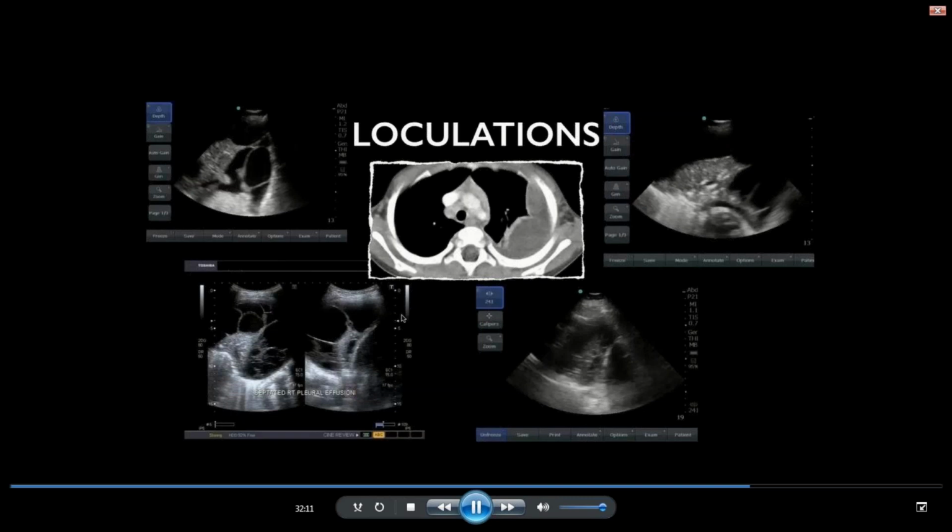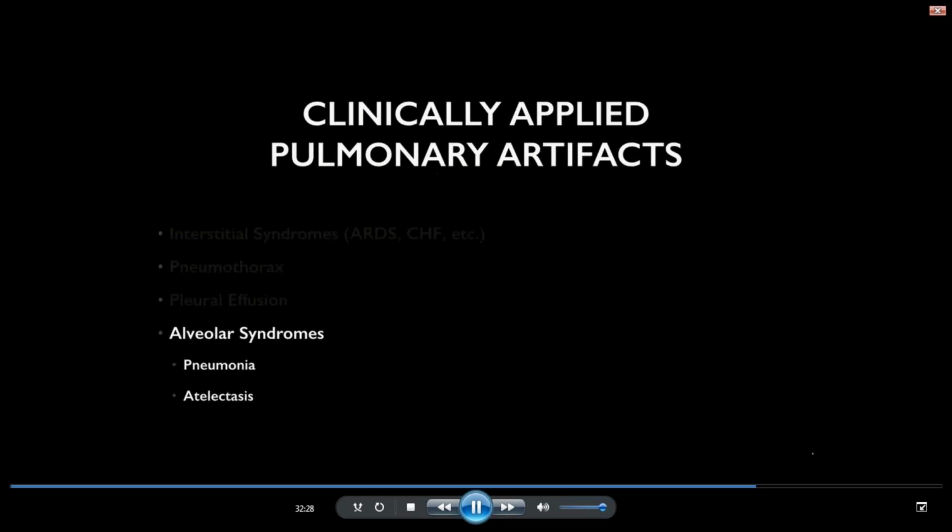You can see examples of loculated pleural effusion on the top left column there, as well as the bottom left. And on the right, what is seen is an example of an empyema on ultrasound.